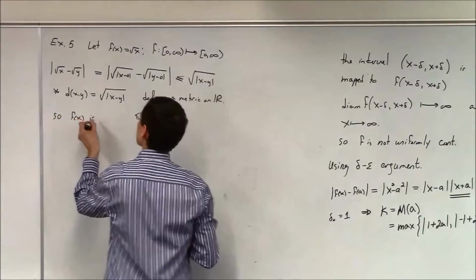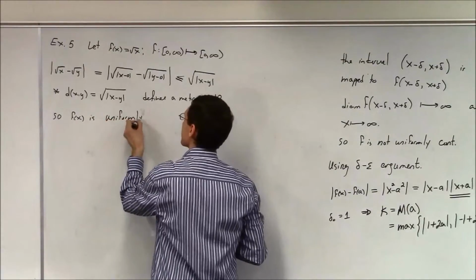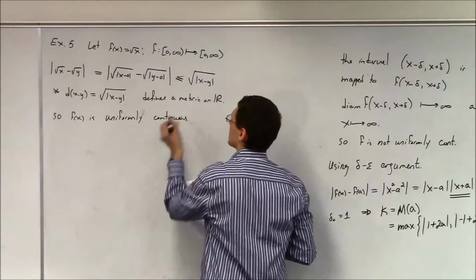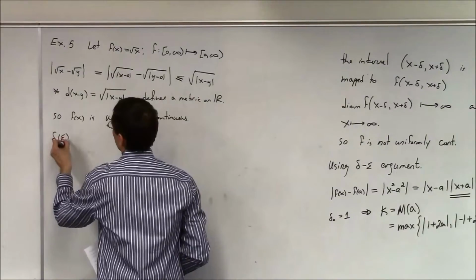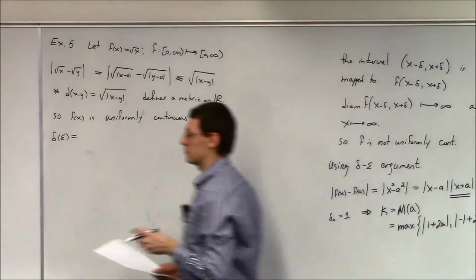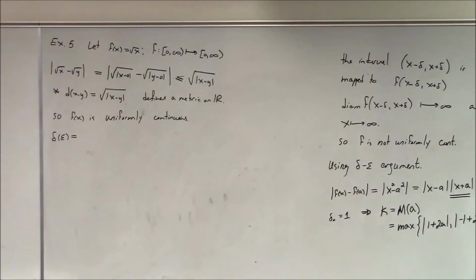f of x is uniformly continuous. And here is actually a test if you see it. So what should be delta of epsilon? Epsilon squared? Well, I didn't say wrong, right? Yeah. So everybody write what you think and explain why.